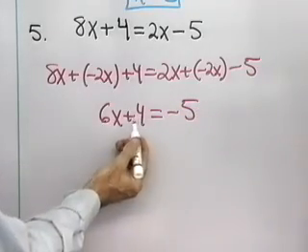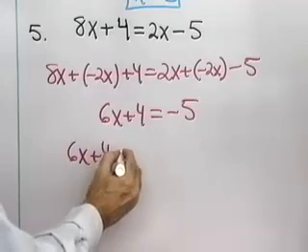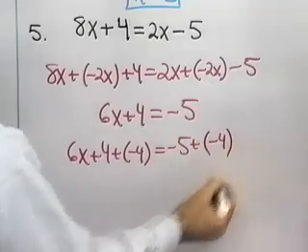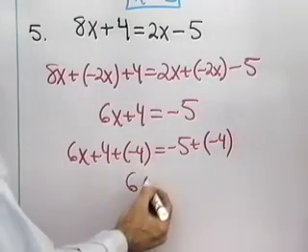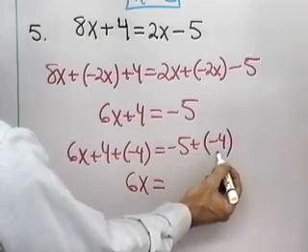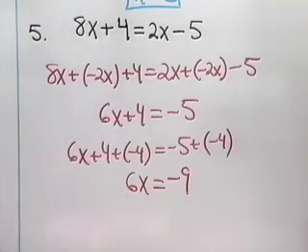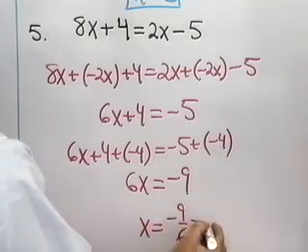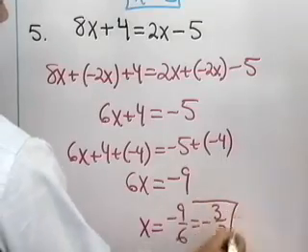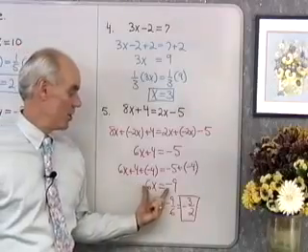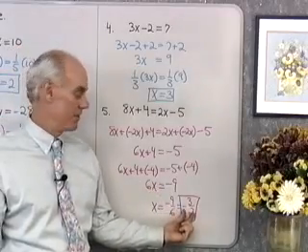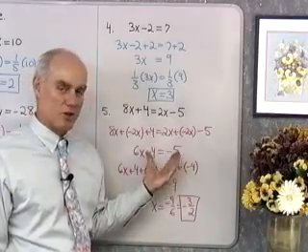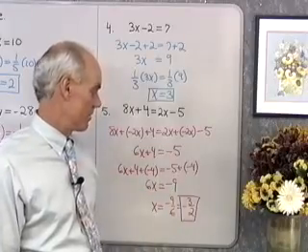Next step, I'll get rid of the 4 here, so I have 6x plus 4 plus negative 4 is equal to negative 5 plus negative 4. This is 6x plus 0, which is 6x. Negative 5 plus negative 4 is negative 9. Now I'll multiply both sides by 1/6, and I'll end up with x is equal to negative 9 over 6, which reduces down to negative 3/2. So my last step will be, I'll multiply both sides by 1/6. That will give me negative 3/2 when I reduce that down to lowest terms. So here's a problem where I use the addition property of equality twice, and then I use the multiplication property of equality to solve for x.